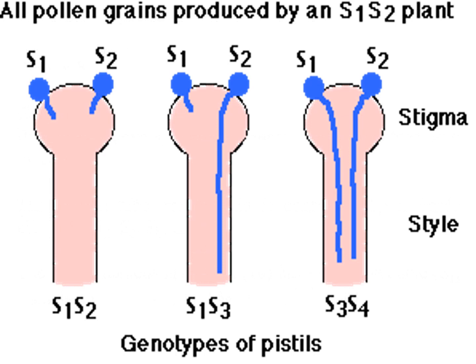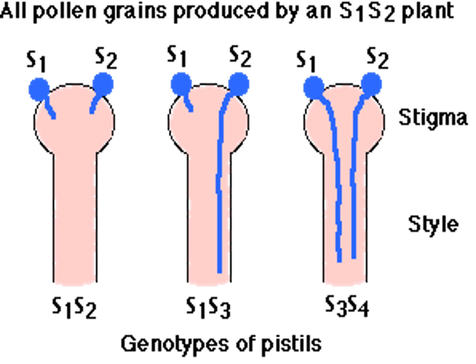So what happens and how does this system work? Let's look at this figure. We have different stylar tissues, which are S1 S2, S1 S3, and S3 S4. And the pollen grains that we have are coming from a plant which has S1 S2.